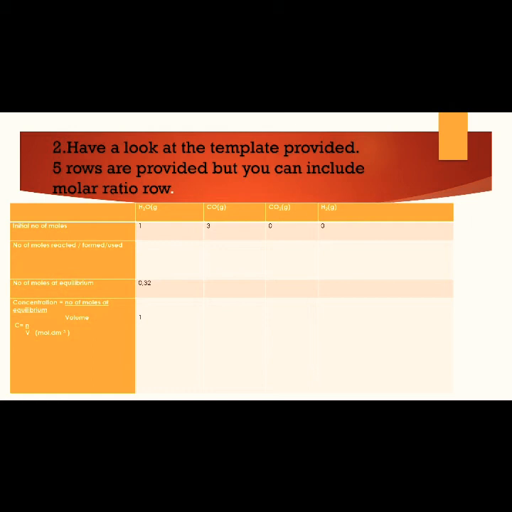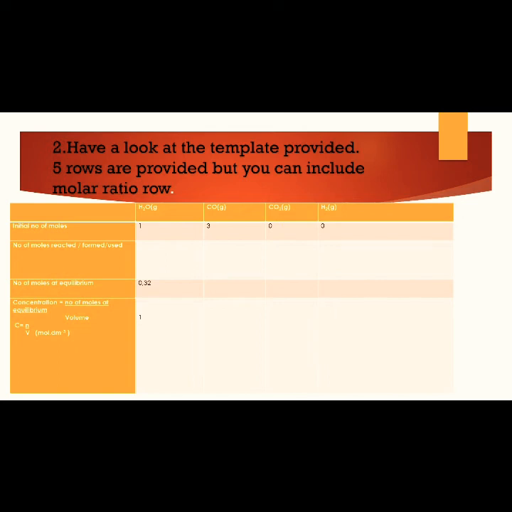On the horizontal column, second row, is the initial number of moles. Third row is the number of moles reacted or formed or used. Fourth row is the number of moles at equilibrium. Fifth row is the concentration. Concentration is the number of moles over volume in decimeter cube. It means the concentration is determined by the number of moles at equilibrium.